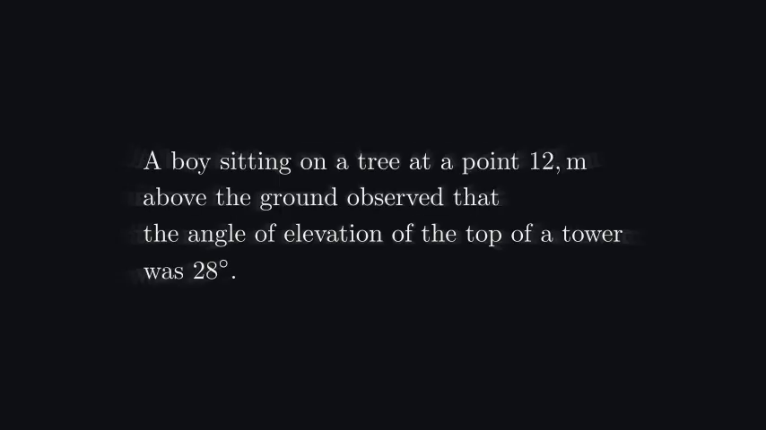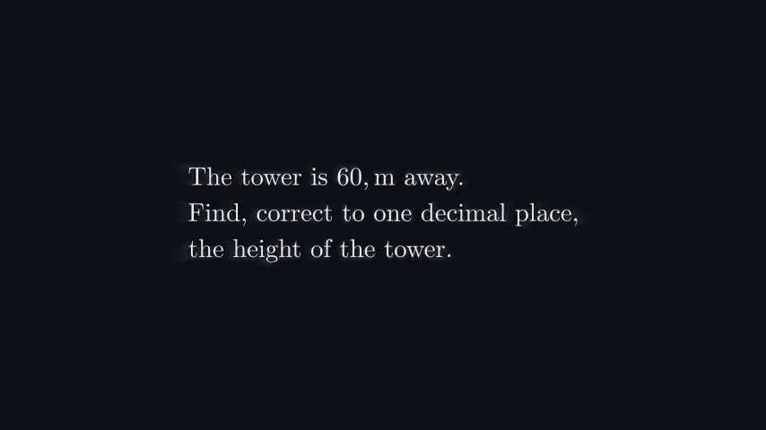The question says a boy is sitting on a tree at a point 12 m above the ground. From that point, he observes the top of a tower at an angle of elevation of 28 degrees. The tower is 60 m away. We are asked to find the height of the tower, correct to 1 decimal place.